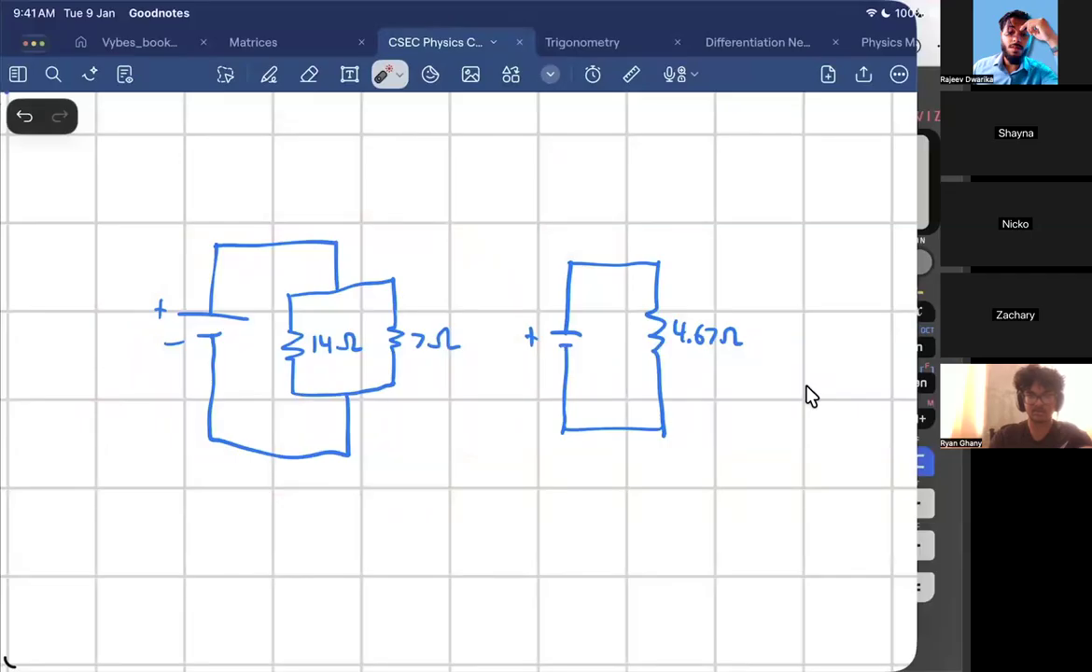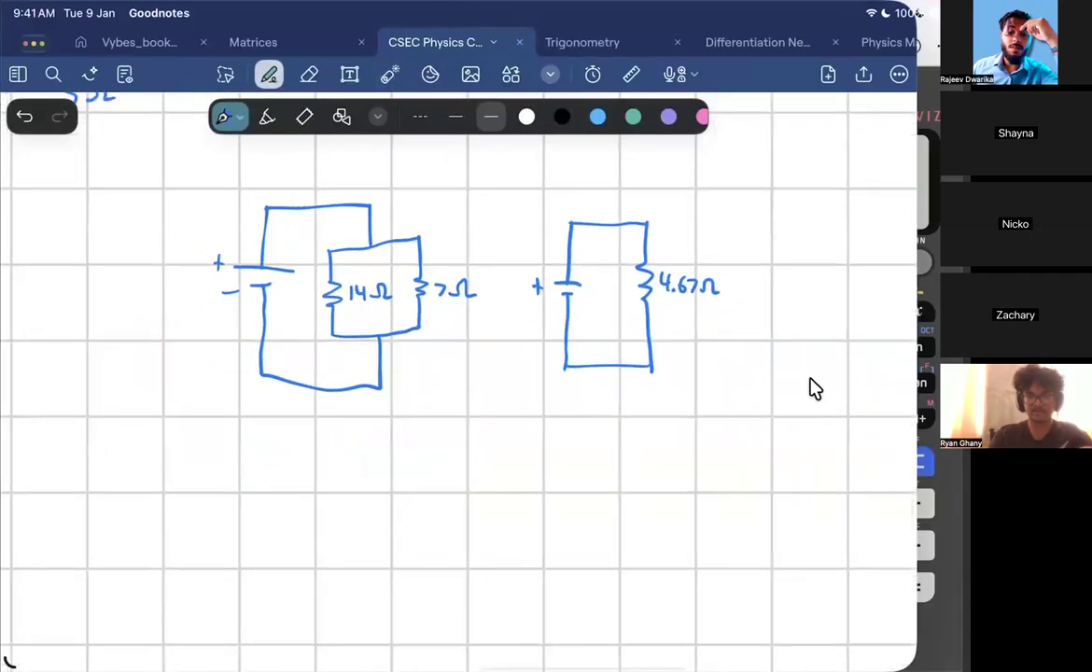Yes, sir. Alright, so I'm going to end class just now, but in the next class, we're going to deal with some more complex circuits. I'm going to introduce V is equal to IR into the questions, and we're going to do some past paper questions on this topic.